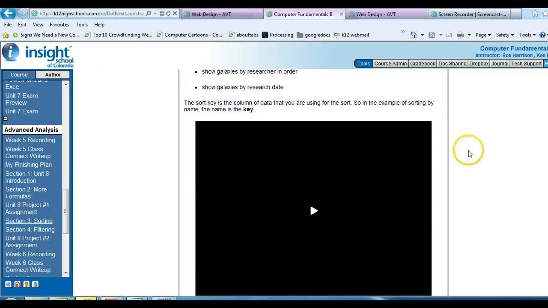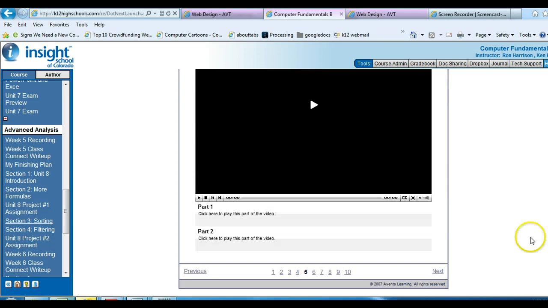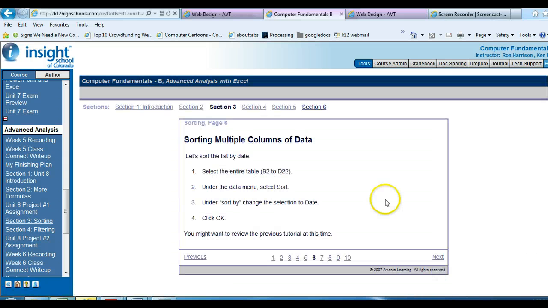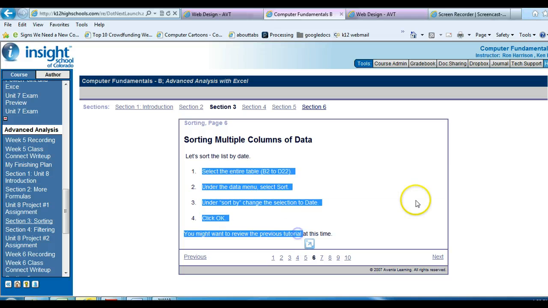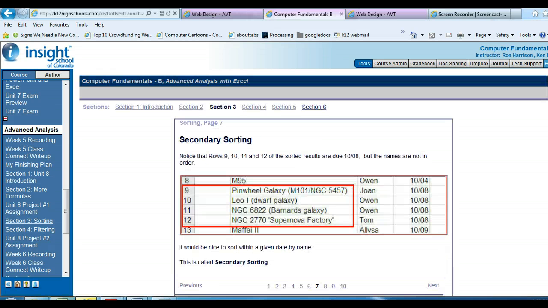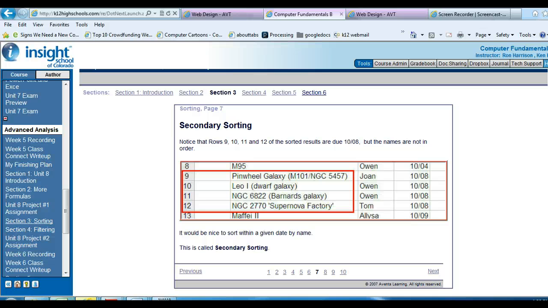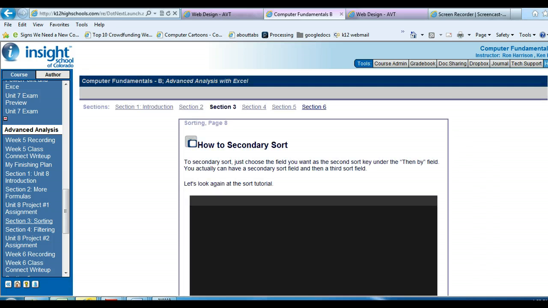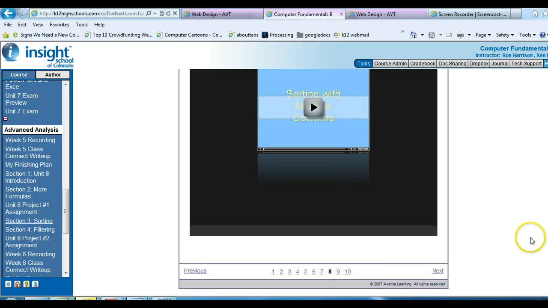Multiple columns of data. This video will show you how to do multiple columns of data where you do a sort within a sort. And again, there are the directions on how one would do that. Secondary sort is actually the sorting within a sort. So you would first sort, like this one sorted probably by date first, and then you could put the items in alphabetical order. So sorting within a sort would be when you sort something that you've already sorted, you would sort the second time on a different criteria. Here's how to do a secondary sort, so watch that video.